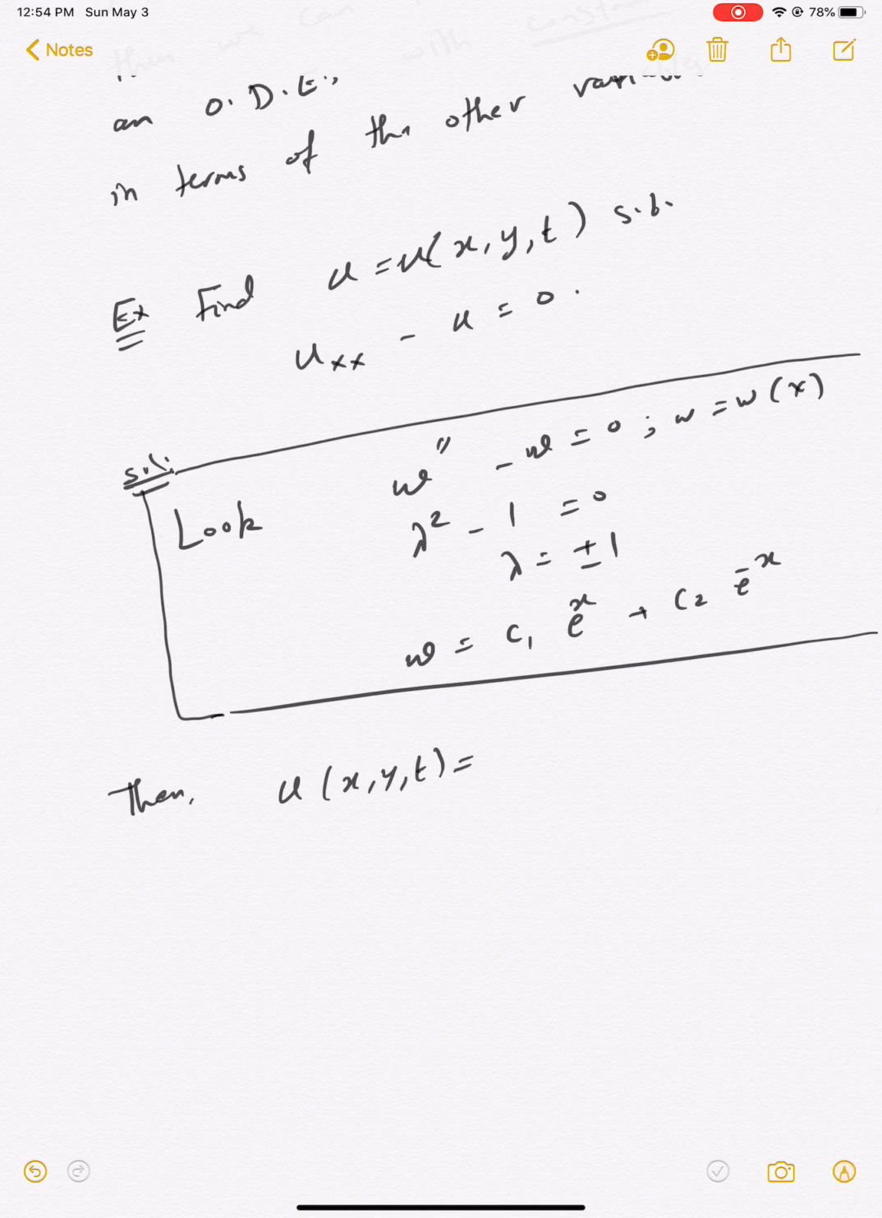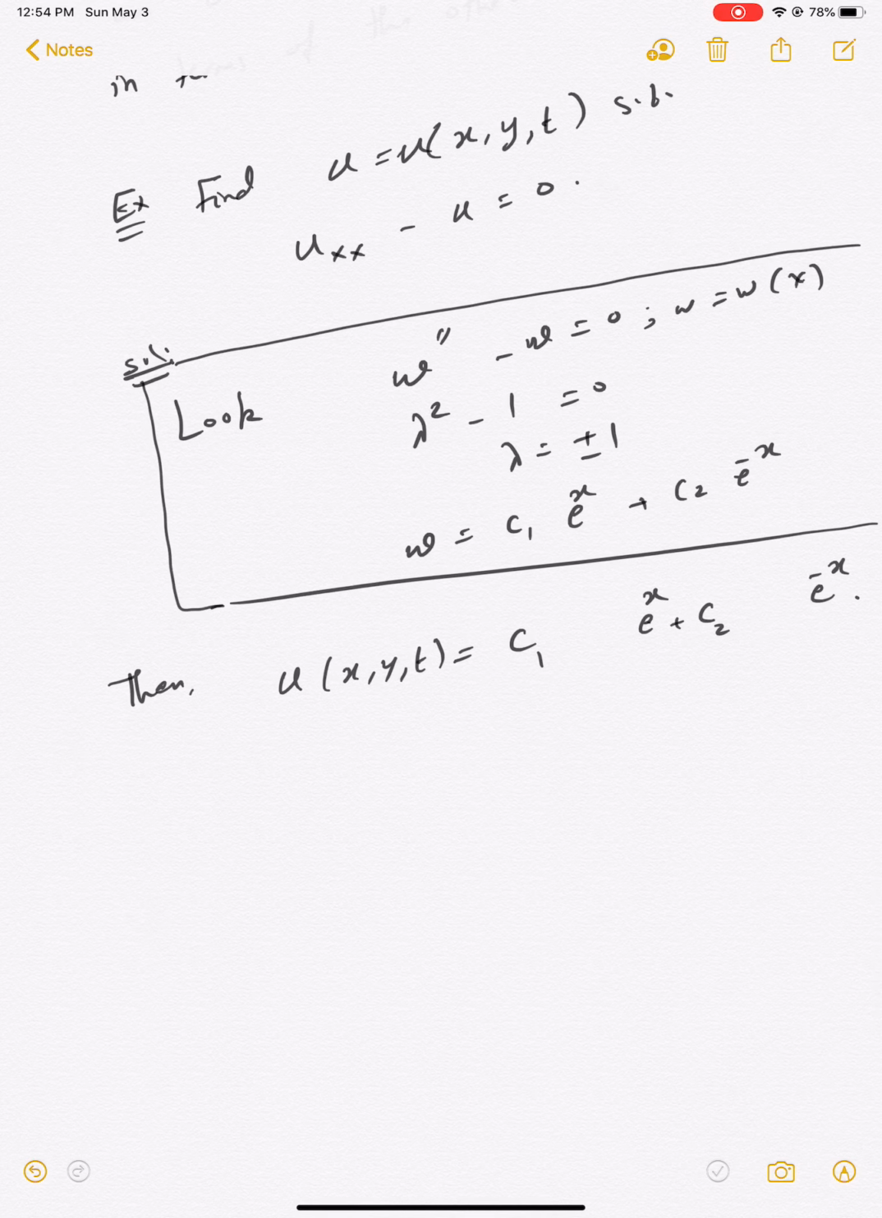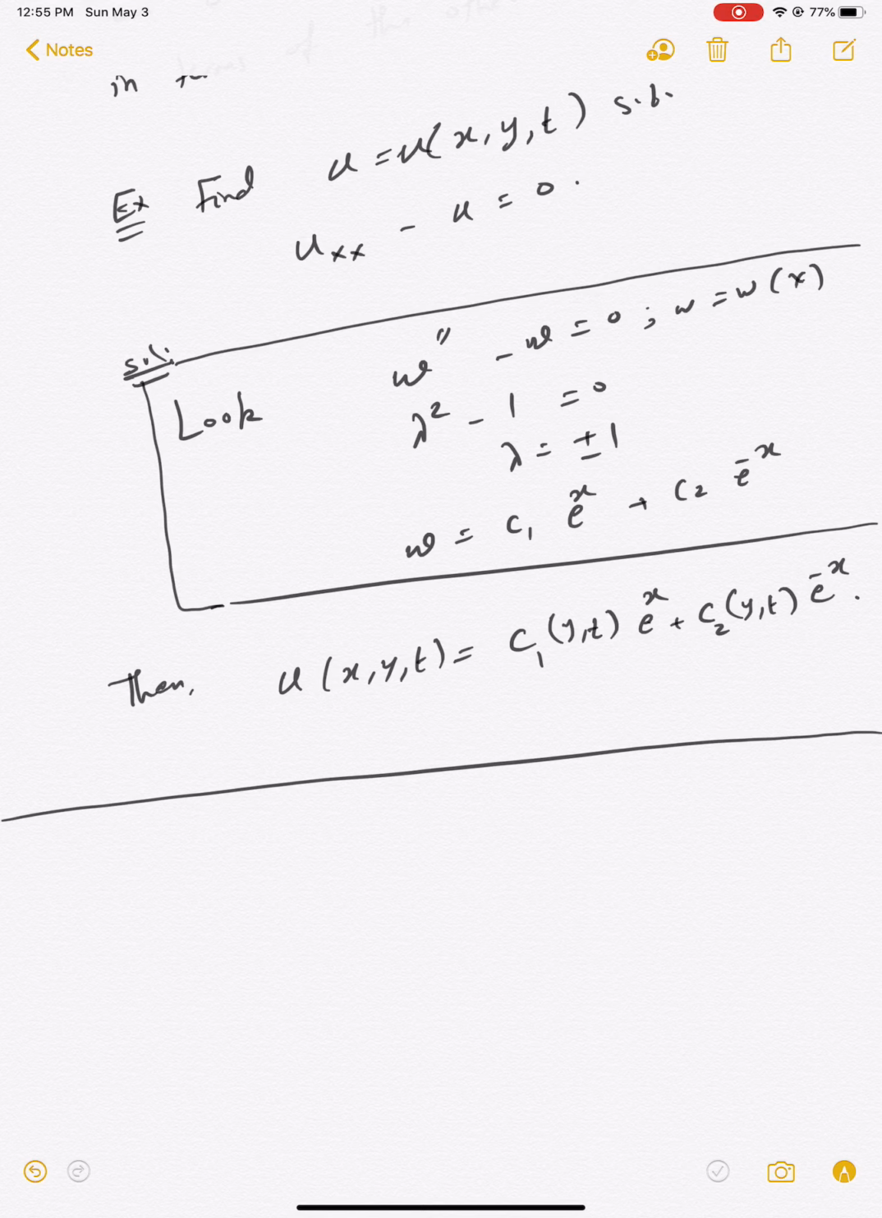It is a constant times e to the x plus another constant times e to the minus x. But this time, this is our remark, we treat the constants as functions in terms of the other variables. So basically, what is C1? It could be any quantity in terms of the other variables, y and t. And the same for this. For example, if you choose the coefficient of e to the x as y or t or y times t, as long as it is something in terms of y and t, this will be your solution. These are the easy scenarios in partial differential equations, where you have simple examples, derivatives with respect to one variable. However, in general, this is not the case.